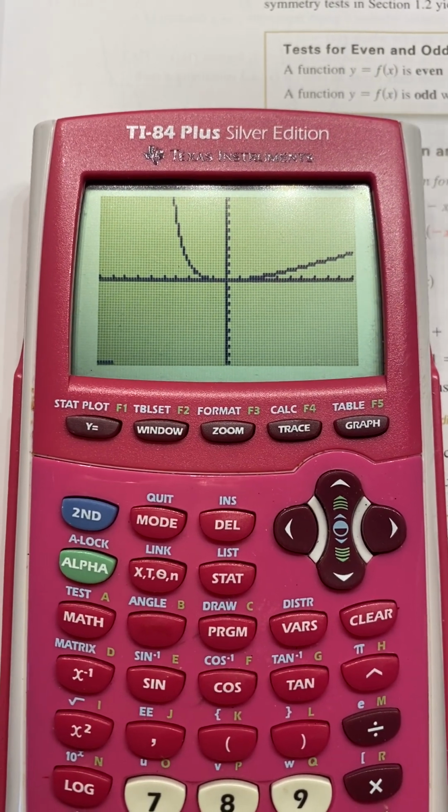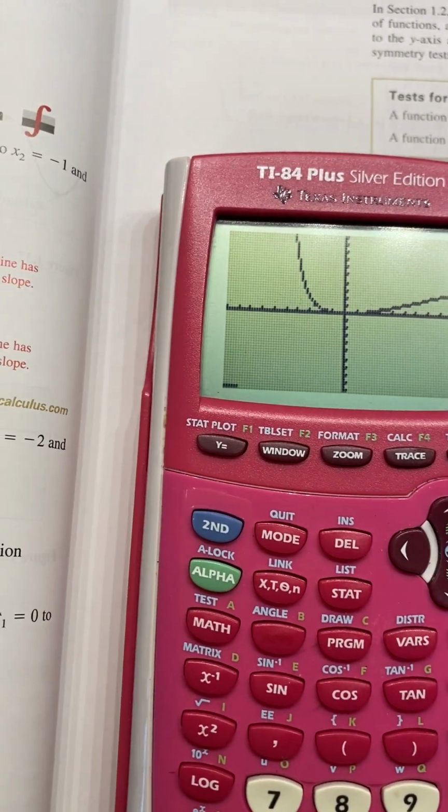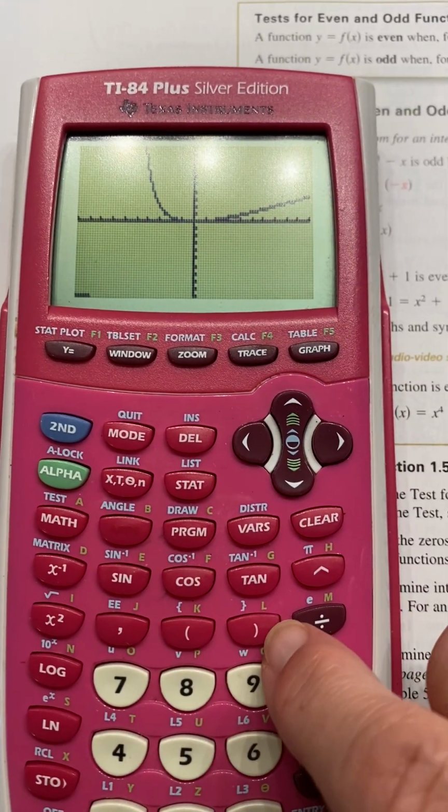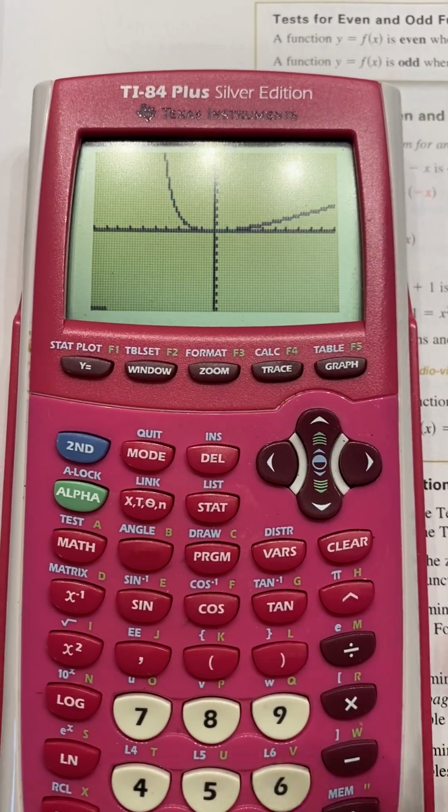Interesting graph, right? All right, so the important part there is make sure if you're putting in a fractional or rational function to use parentheses.